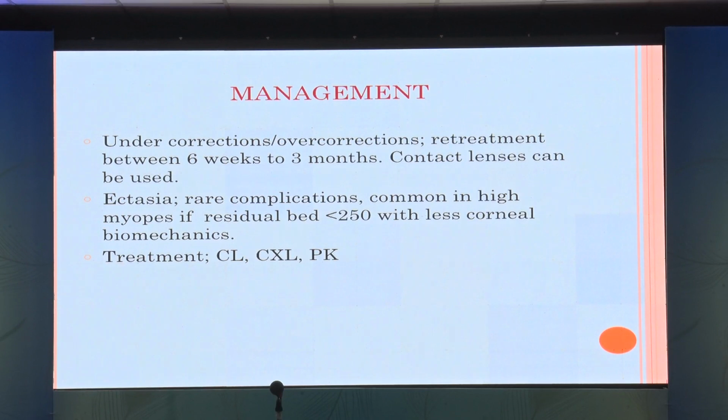So management of undercorrection and overcorrection, one can go ahead with the retreatment, which can be done after a period of 6 weeks to 3 months. Or if the patient is willing to use contact lenses, they can be advised to use contact lenses. Ectasia, as I said, is a rare complication. There are so many causes for it, so we need to screen all these patients properly before we do LASIK. And it's more common if we are keeping the stromal bed less than 250 microns. And if the biomechanics of the cornea are weak, then there are chances that the patient may end up having a post-LASIK ectasia.